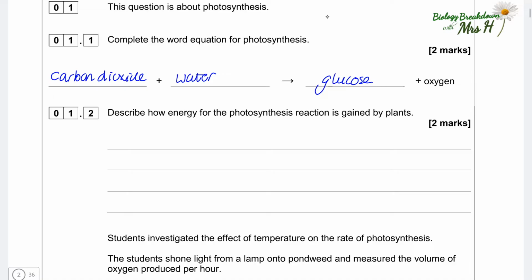Describe how energy for the photosynthesis reaction is gained by plants. That is because light is absorbed by chlorophyll.